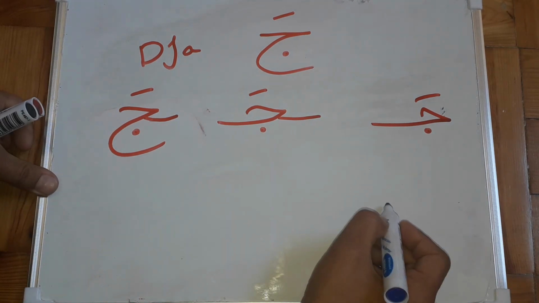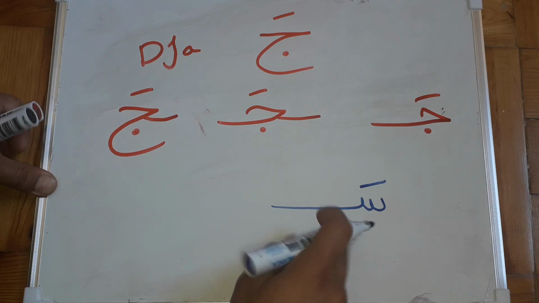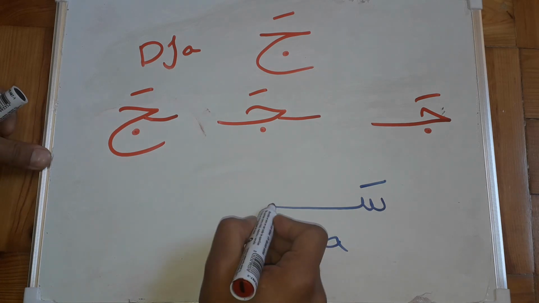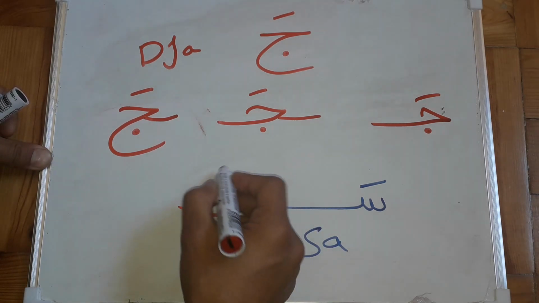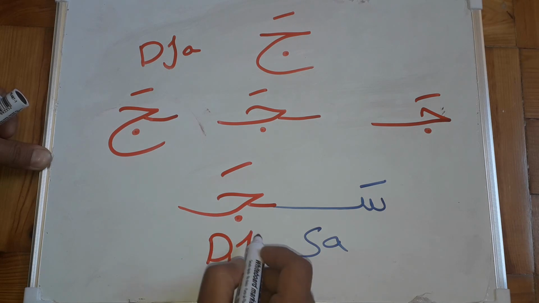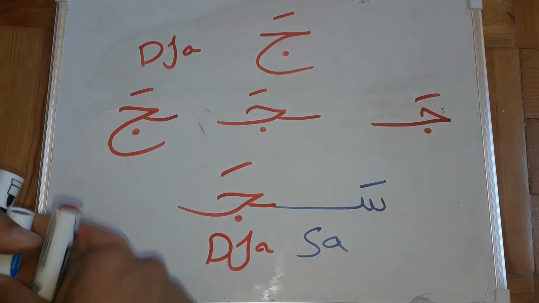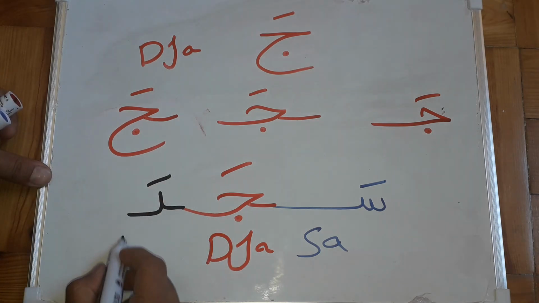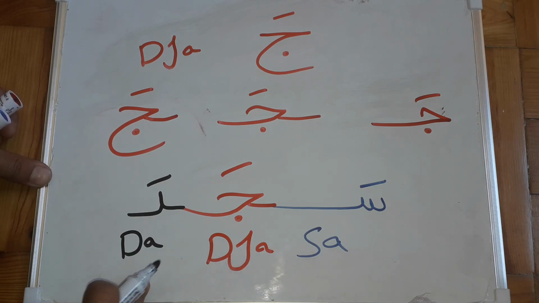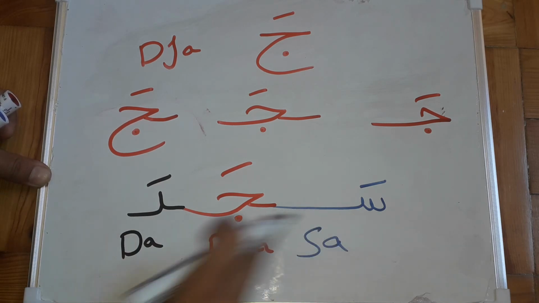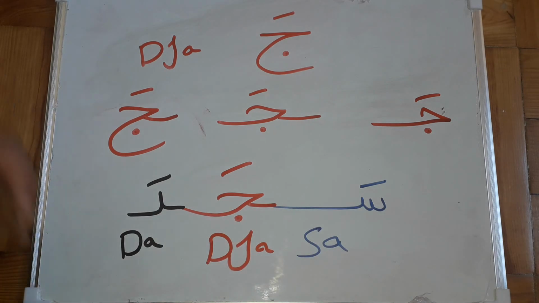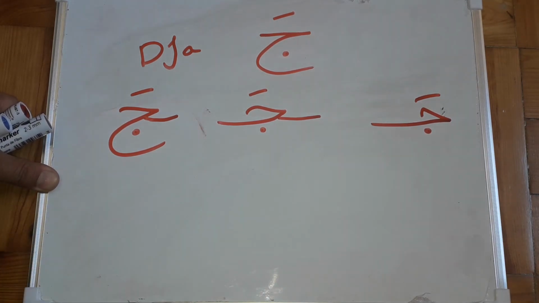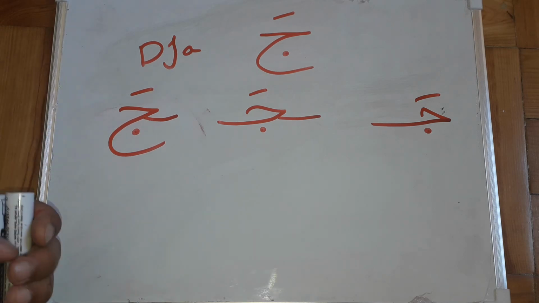So we have now sa, sa, ja, sa, ja, da, sajada. Sajada, sajada, sajada. Okay, let's move to the third word today, and it has ja in the end of the word.